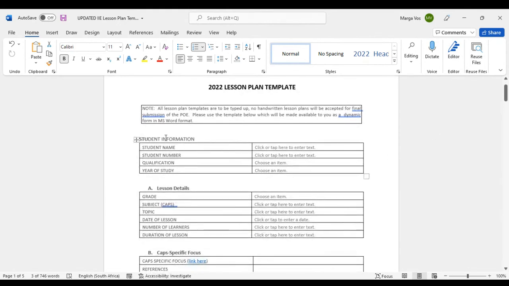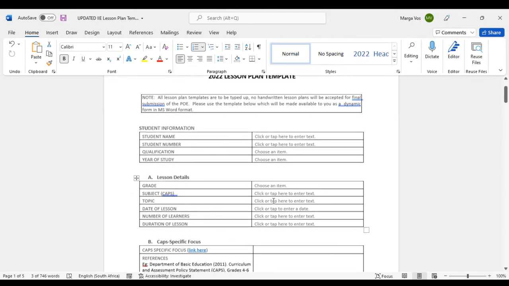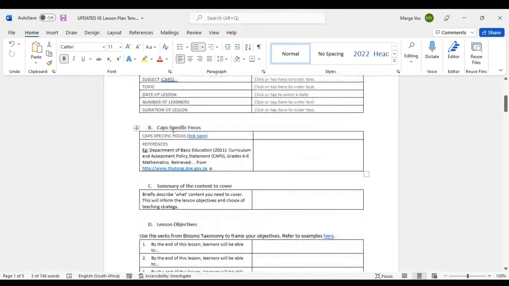Right. Student information, this is your information that you fill in here. So you are going to work on the right-hand side of the table. Lesson details, the grade, the subject, topic, date of lesson, number of learners, duration of lesson. Easy 7 marks to earn for the first part of the rubric. CAPS specific focus, reference the CAPS here. Please write it all out here and reference the CAPS correctly, and then you earn 7 marks.